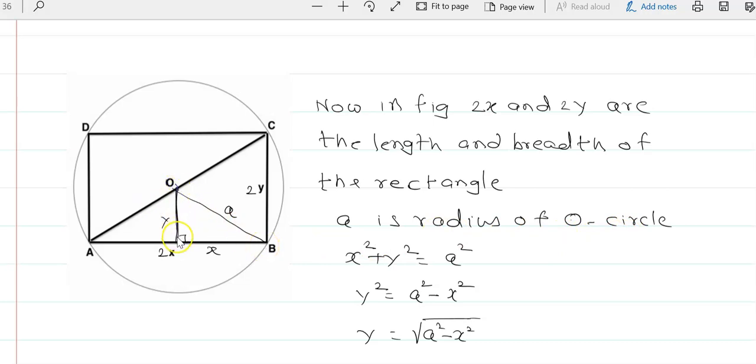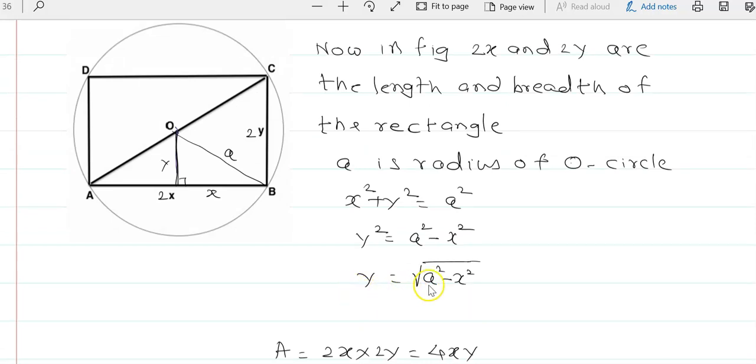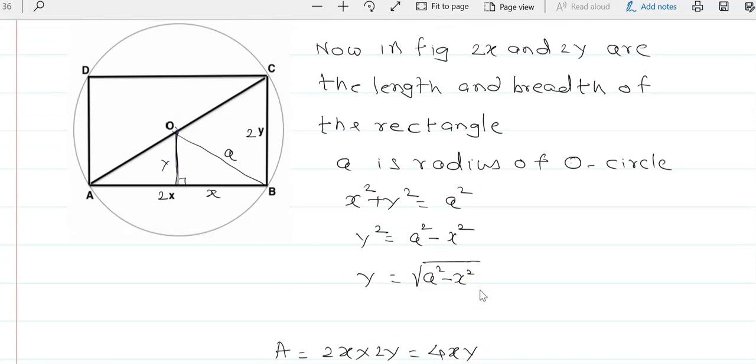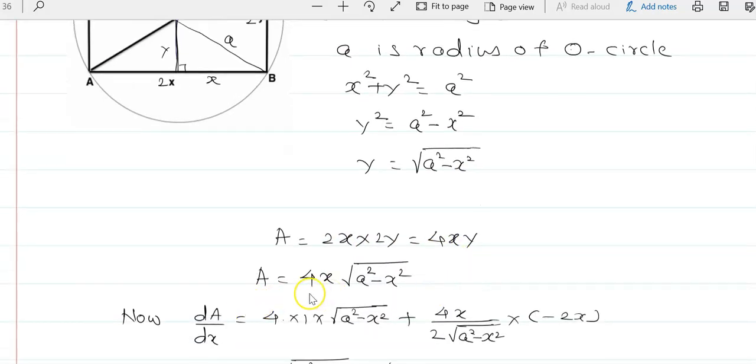This is the radius of the circle. This is y, x, and by Pythagoras in this right angle triangle, x square plus y square is equal to a square. Therefore y square is equal to a square minus x square, and y is equal to root of a square minus x square. Now what about the area of this rectangle? That is 2x into 2y, that is equal to 4xy. Therefore A is equal to 4x times root of a square minus x square.